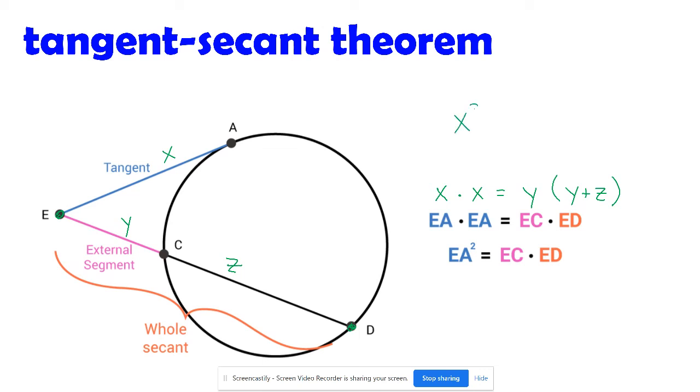So the idea on this one is, with your secant, you do the exact same thing we did with the secant-secant theorem. You take the part on the outside and multiply it by the 2 parts added together. For your tangent, you only have one piece, and what you do with that piece is you multiply it by itself or square it. So you have x squared equals y times y plus z. All right, let's do a couple examples of this.